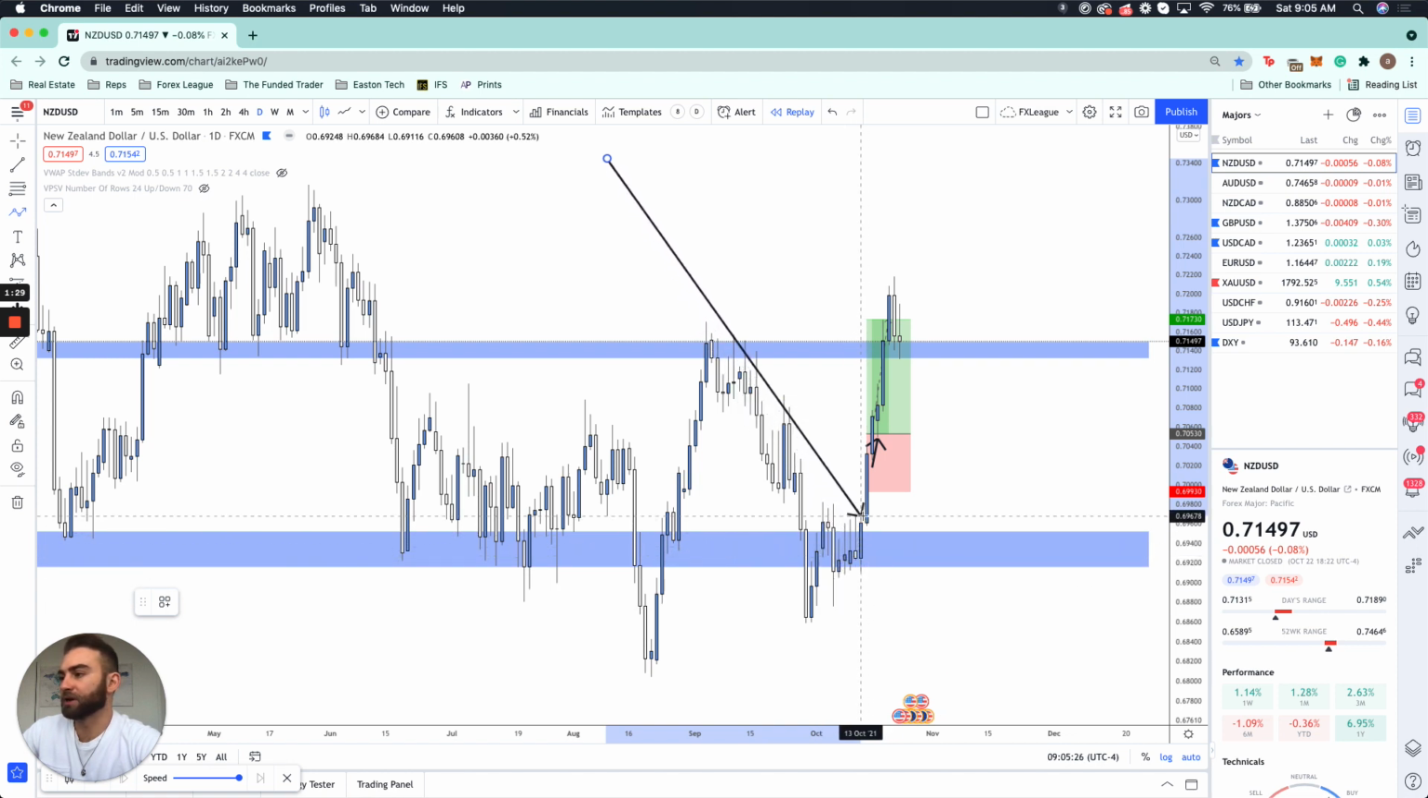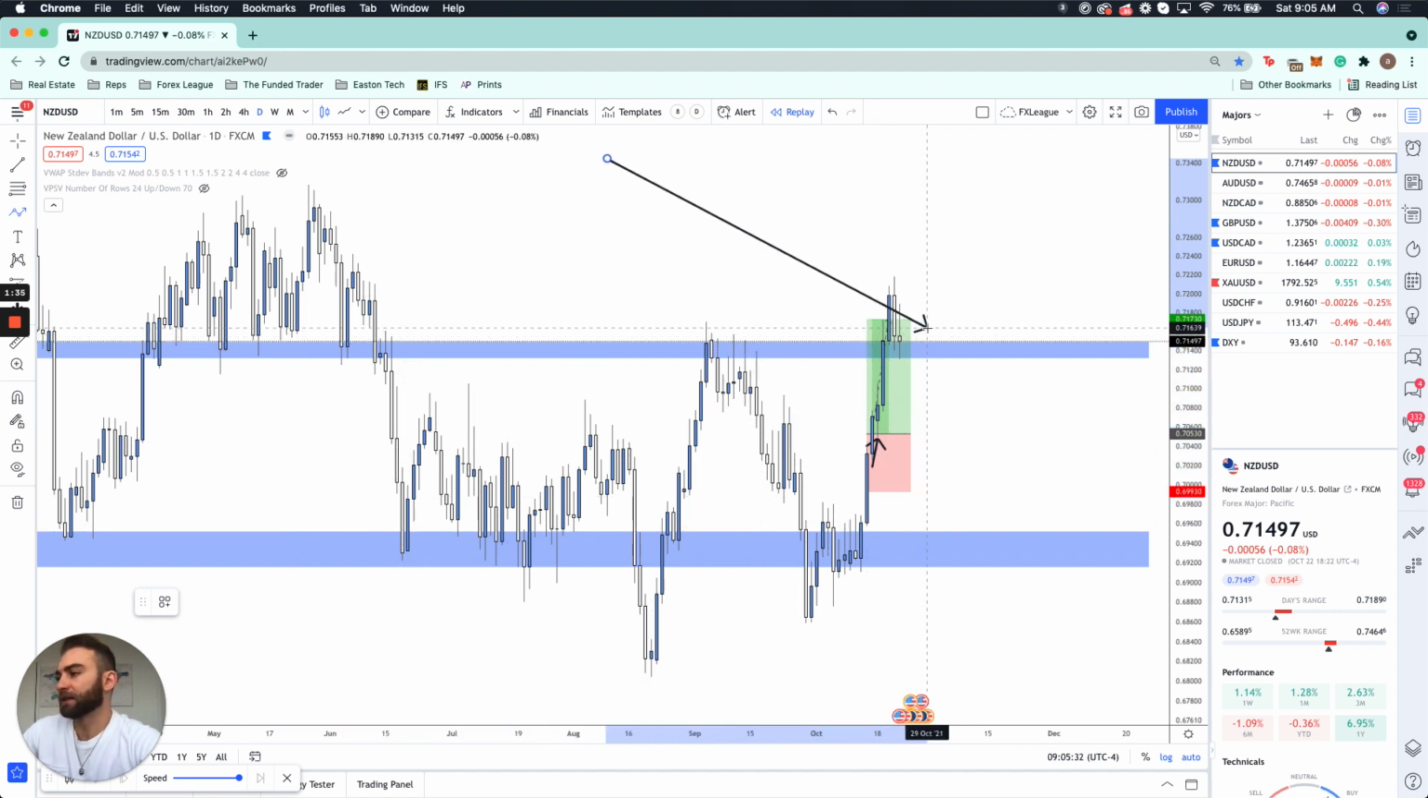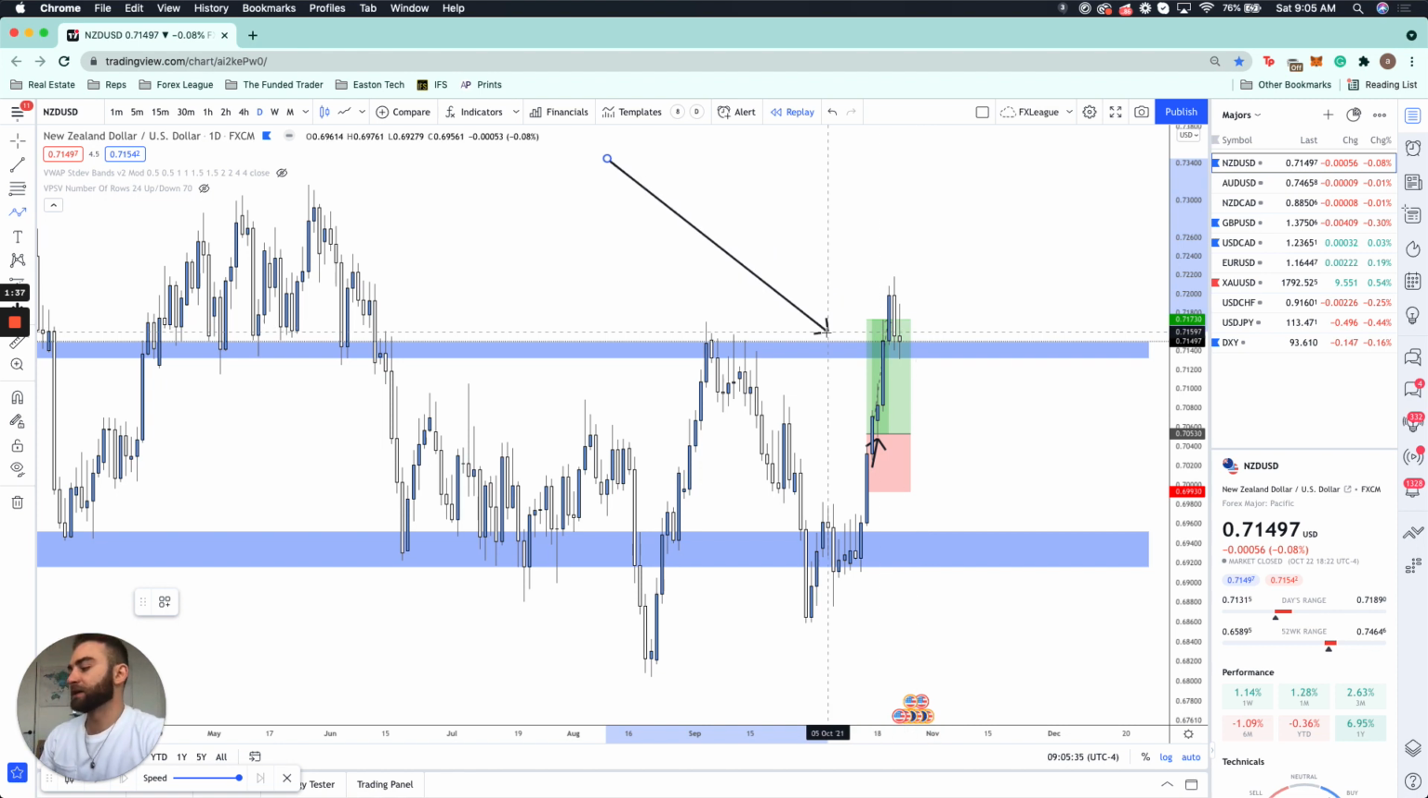This candle pushes up. So once this happens, we're expecting price to now retest this previous key level here, because we're simply looking for price to move from zone to zone, from level to level on the higher time frame.